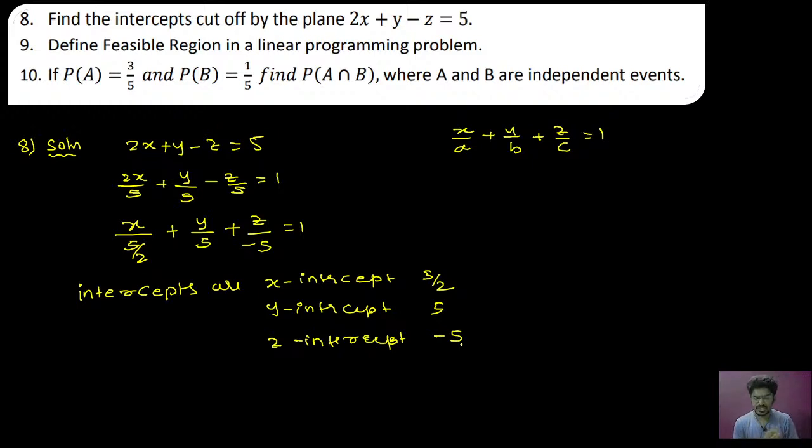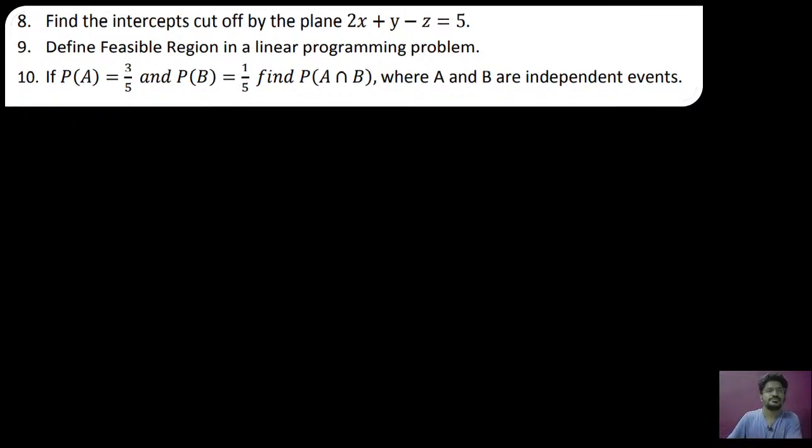So a will be the x intercept, b will be the y intercept, c will be the z intercept. So sorry, the x intercept will be 5 by 2, the y intercept will be 5, the z intercept will be minus 5. First we have to convert that to the form x by a plus y by b plus z by c equal to 1. After converting to that form, a, b, c will be the x intercept, y intercept and z intercept. Okay, so now quickly we can move to the 9th problem.